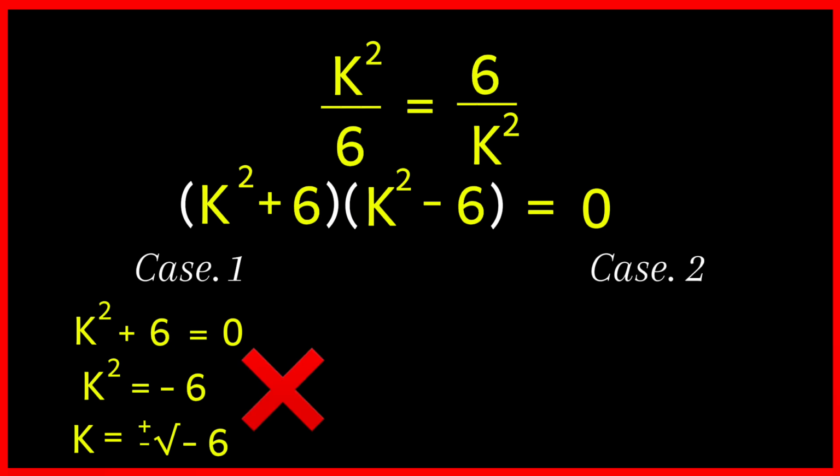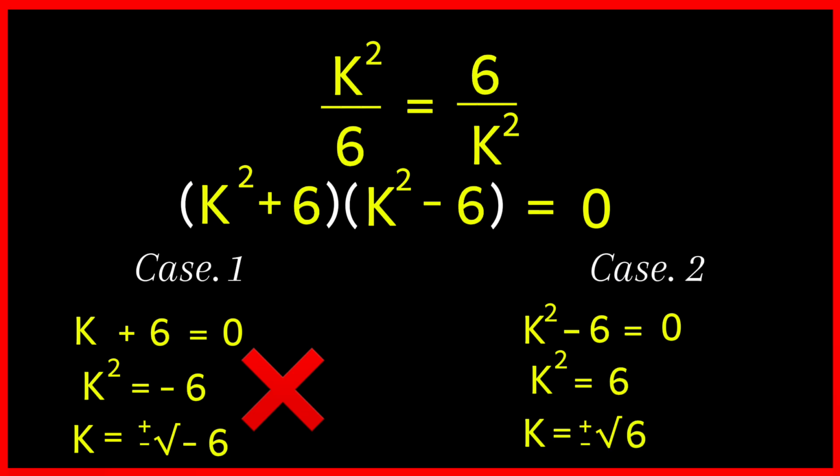Then we move to the second case where k squared minus 6 equals 0. And solving this gives k squared equals 6. And taking the square root gives k equals plus or minus root 6. And these are valid real numbers. So these are acceptable solutions.